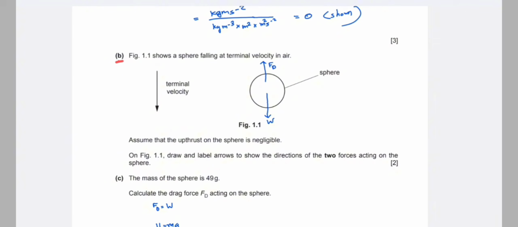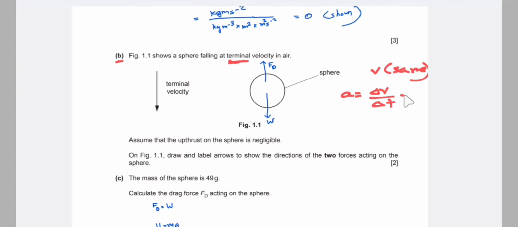Part B. Figure 1.1 shows a sphere falling at a terminal velocity in air. Since it is falling at a terminal velocity, and terminal velocity is a constant velocity, the velocity is the same. We know that acceleration is equal to change in velocity divided by change in time. Here it is terminal velocity, so the velocity is not changing.